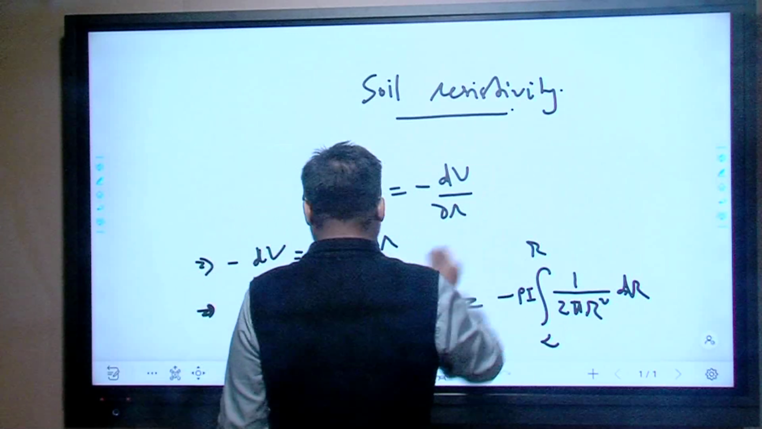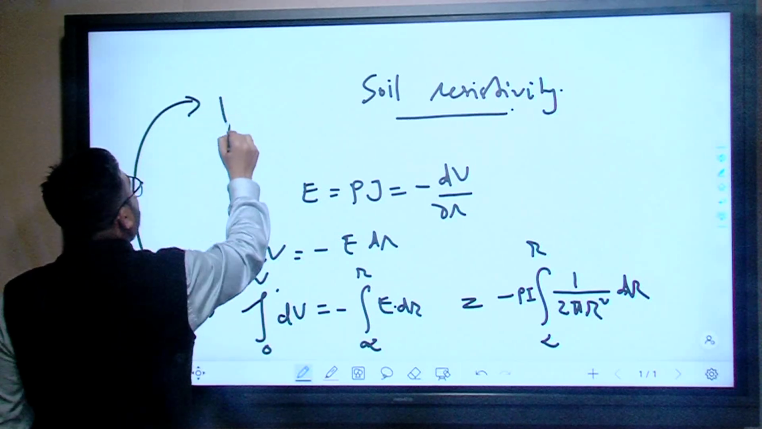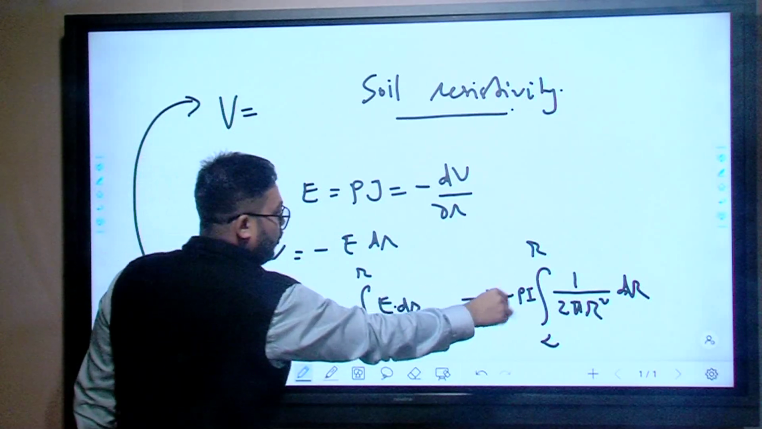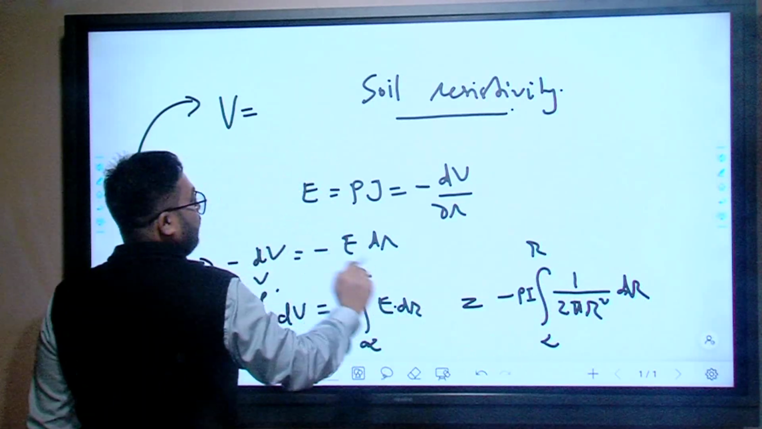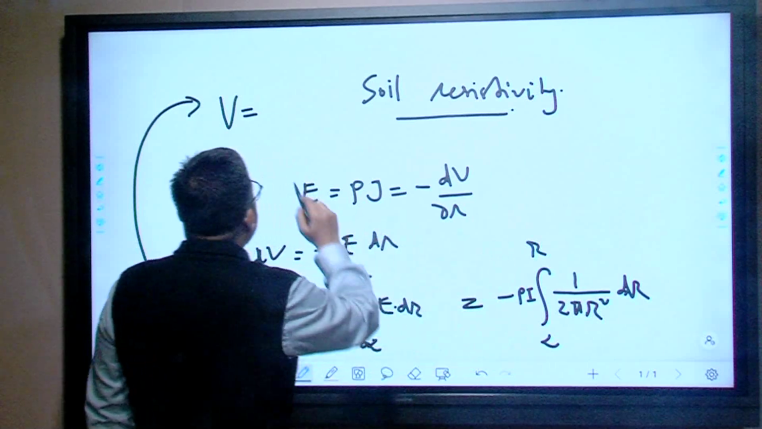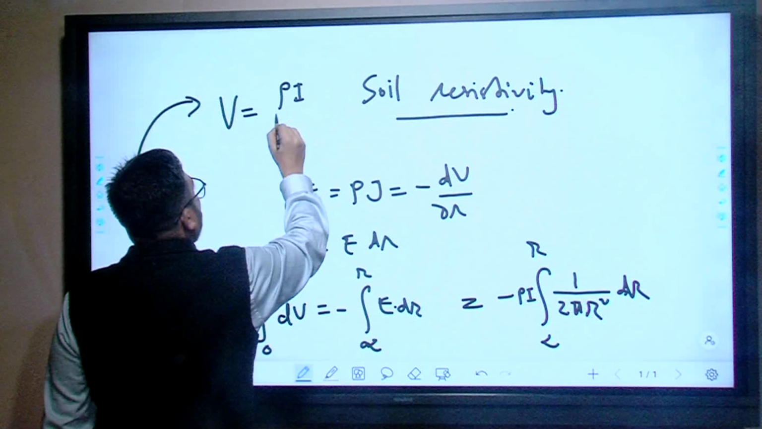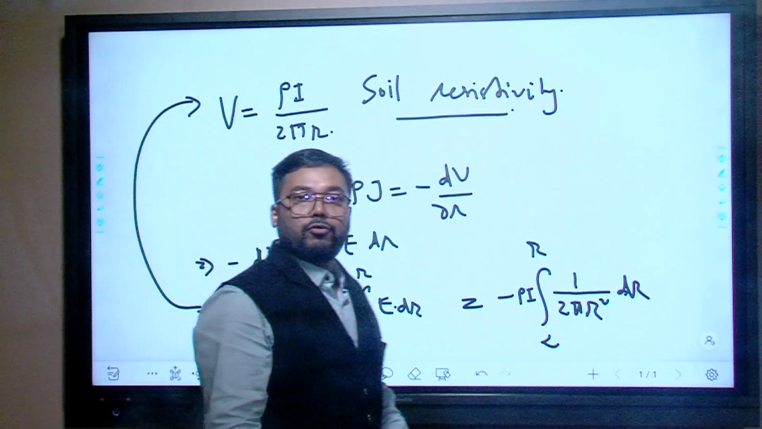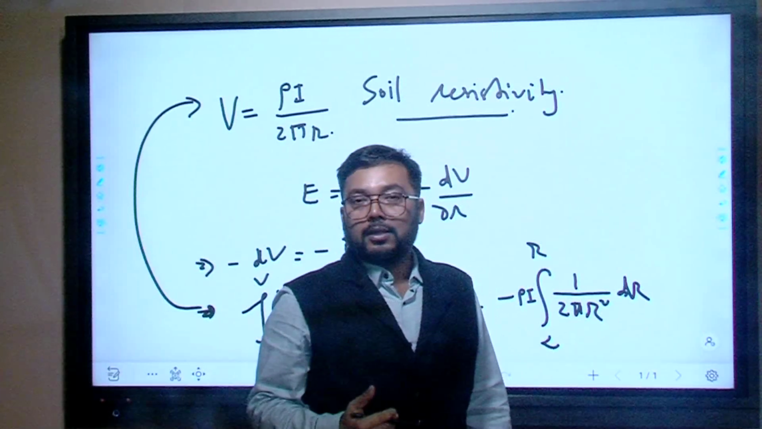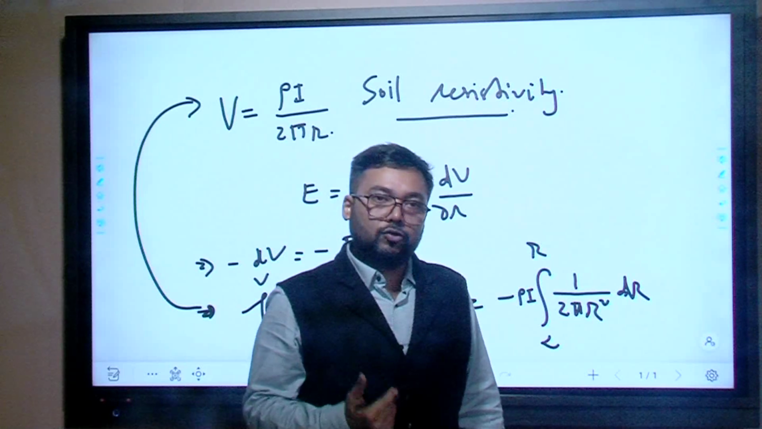From this calculation, with the minus sign, when we put the lower limit and upper limit, the final result that will come is V is equal to rho I by 2 pi R. So this is the desired formula for potential because of the current source.